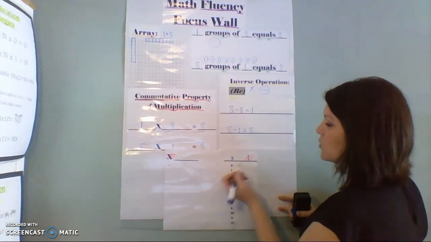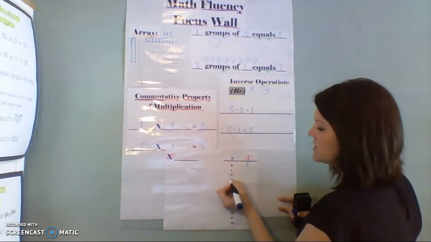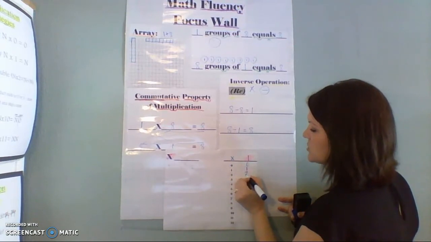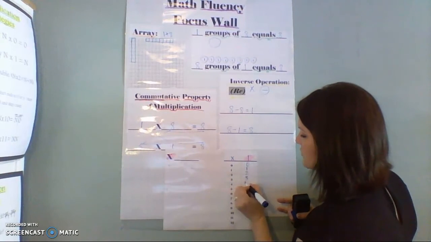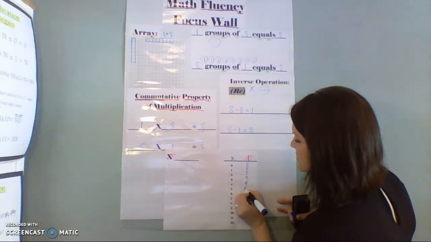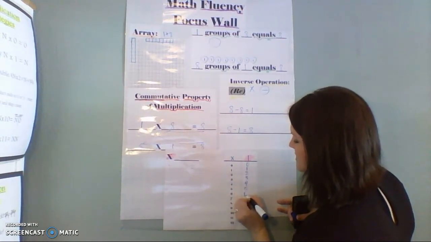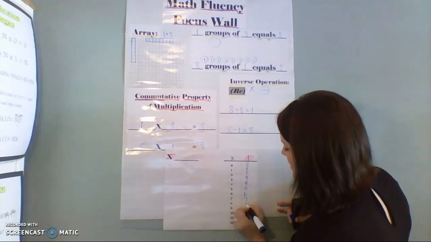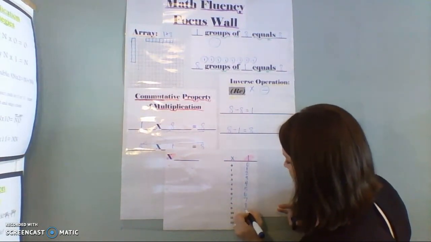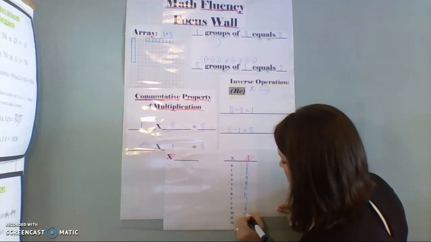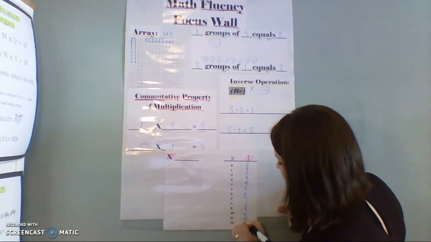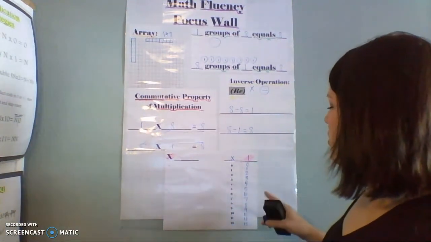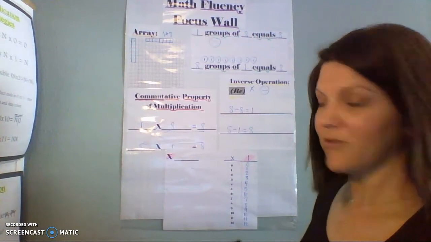So 0 times 1 equals 0. 1 times 1 equals 1. 2 times 1 equals 2. 3 times 1 equals 3. 4 times 1 equals 4. 5 times 1 equals 5. 6 times 1 equals 6. 7 times 1 equals 7. 8 times 1 equals 8. 9 times 1 equals 9. 10 times 1 equals 10. 11 times 1 equals 11. And 12 times 1 equals 12.